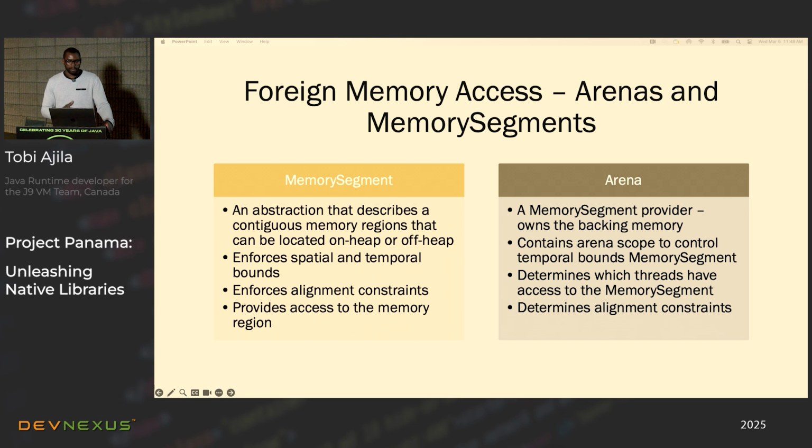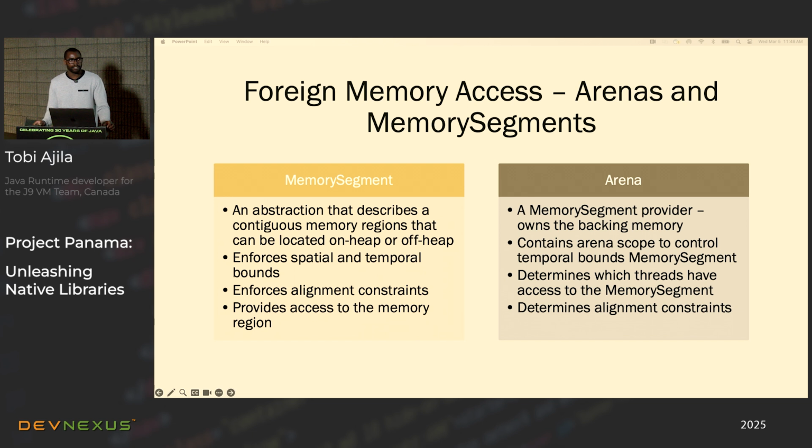So with memory segments, there is enforcement of temporal and spatial bounds. If you try to go beyond the constraints, you get an exception telling you you've done something wrong. And so the behavior is well-defined. You avoid these potential security concerns when you go beyond the bounds. So there's enforcement of spatial and temporal bounds, and there is also enforcement of alignment constraints.